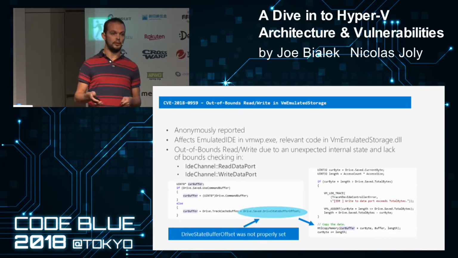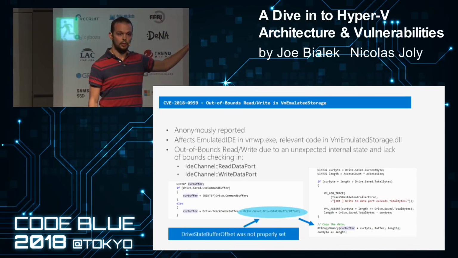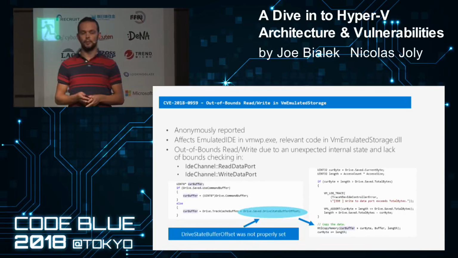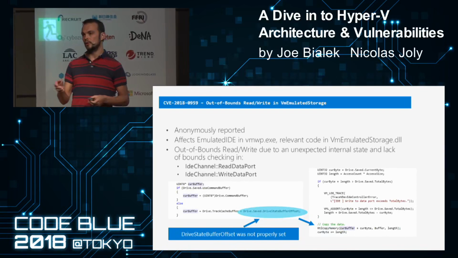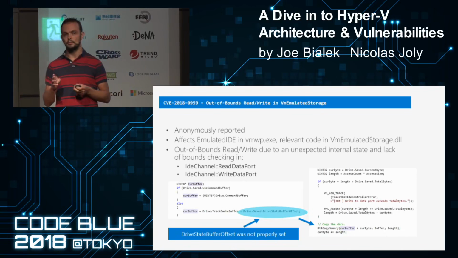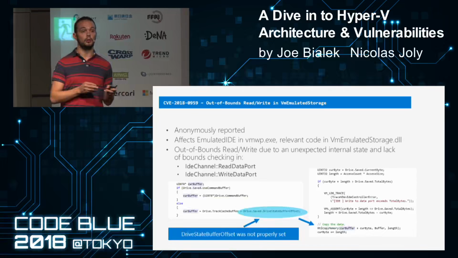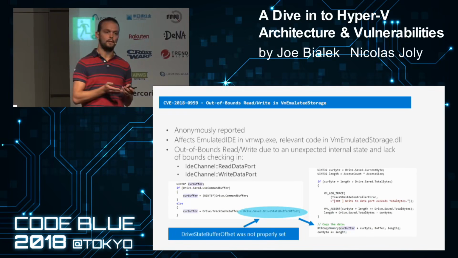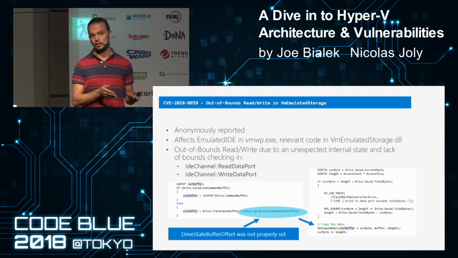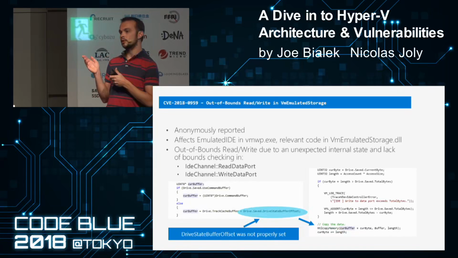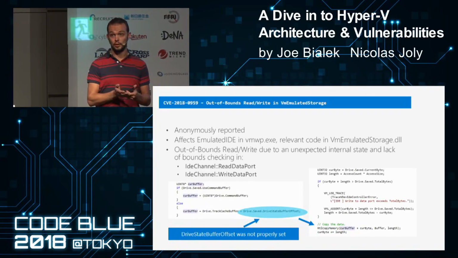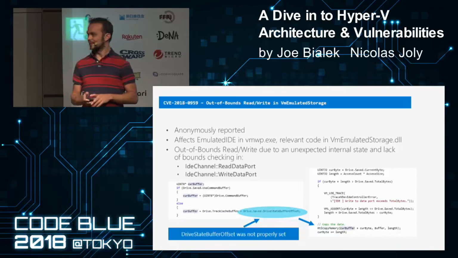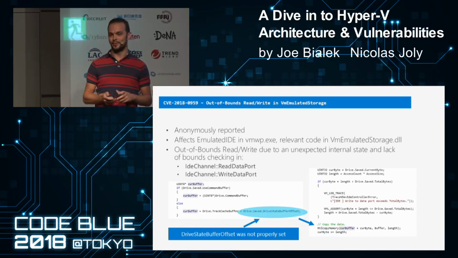If you read or write data to this port, you're going to end up in that function that is read-write data port. So if you look at this function, you'll see that quickly in the beginning, the code is doing a test on the internal state. And if the internal state is set to a particular value, then it's going to use an offset to index into an internal buffer. And this is where the bug is.